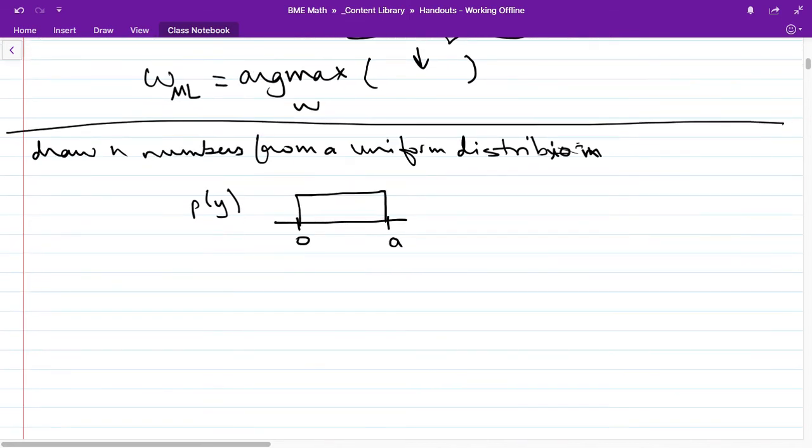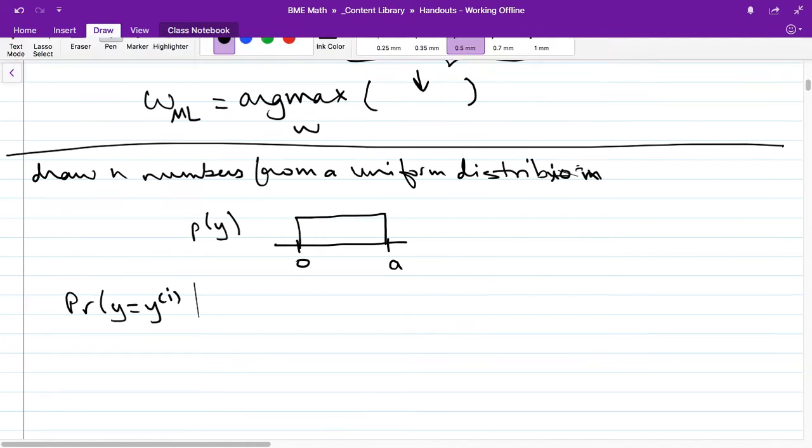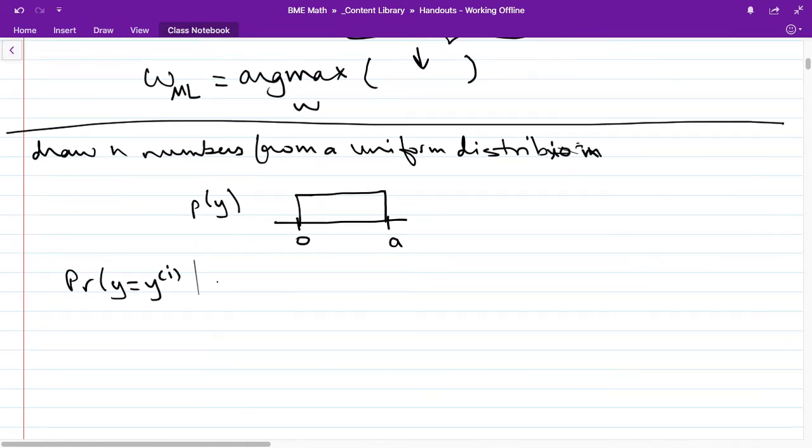So we can write the probability of y equal to yi given some parameter a, then that's just equal to 1 over a, right? The probability of any number in this range for yi being in this range, and 0 otherwise.